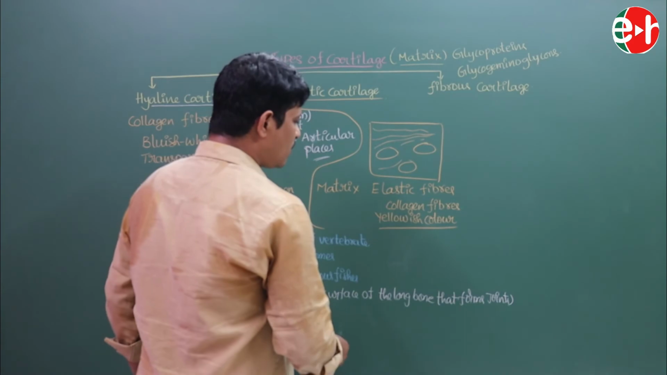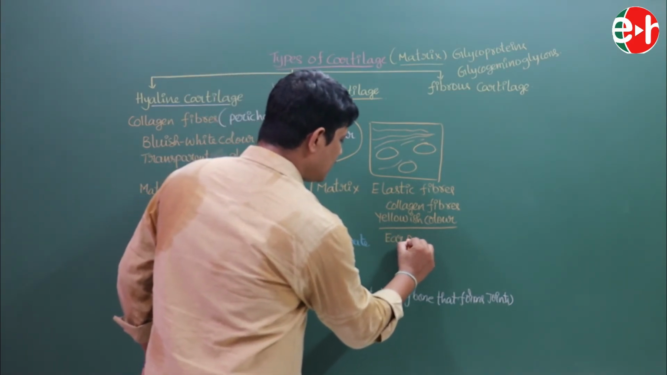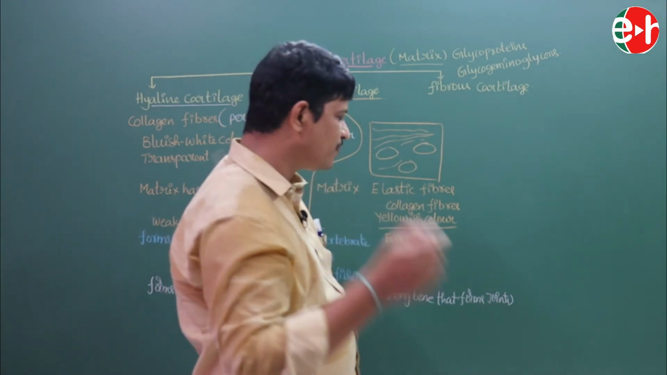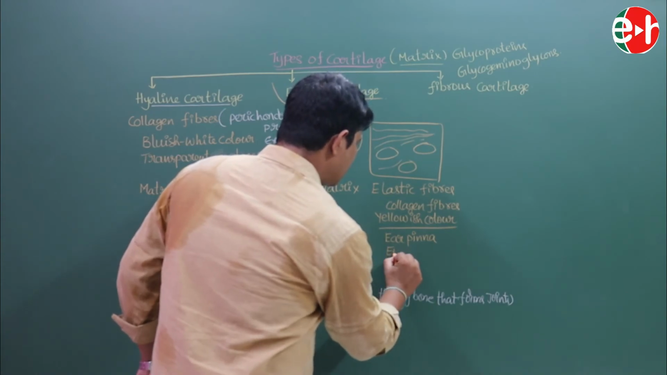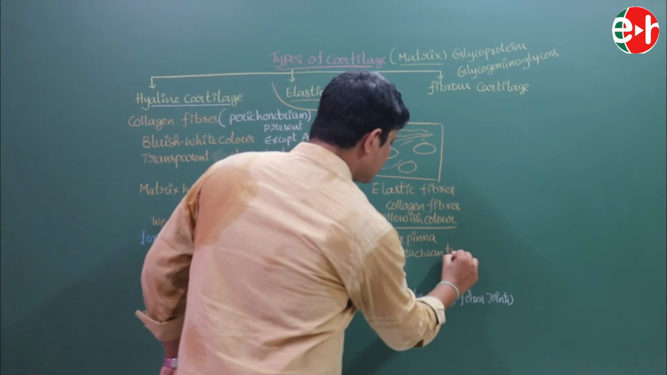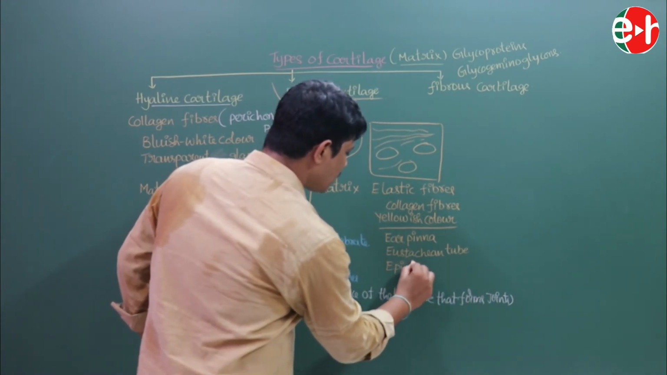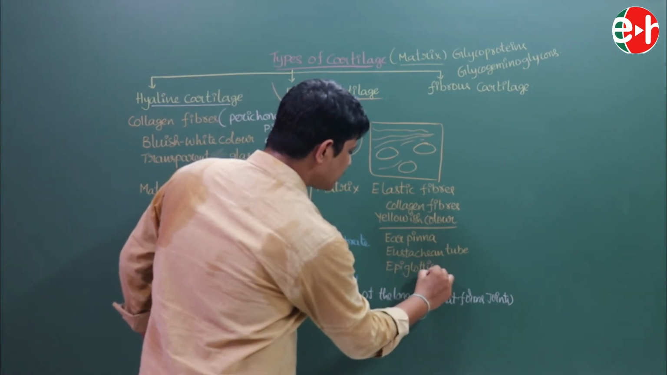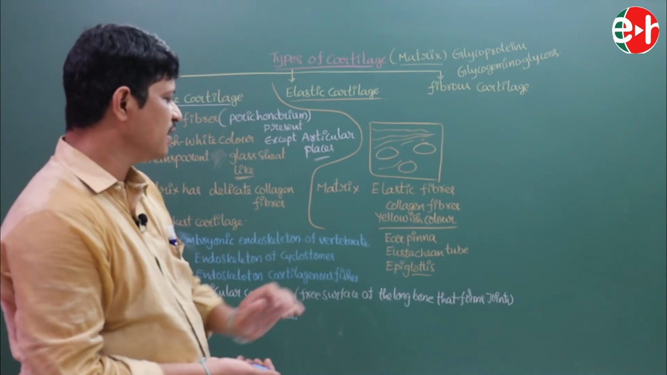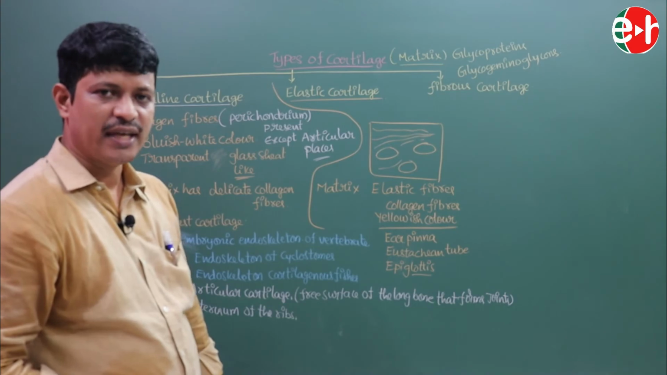This elastic cartilage is present in the ear pinna, the Eustachian tubes, and the epiglottis of the respiratory tract. These are some of the examples where the elastic cartilage is located.